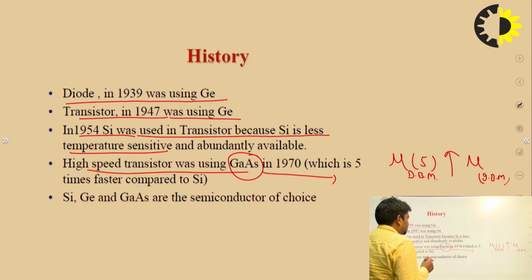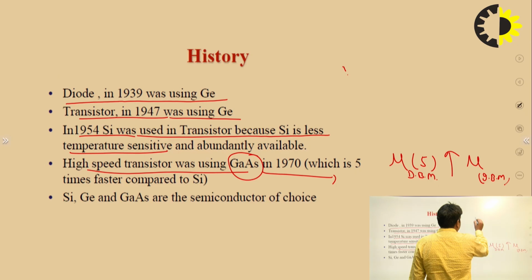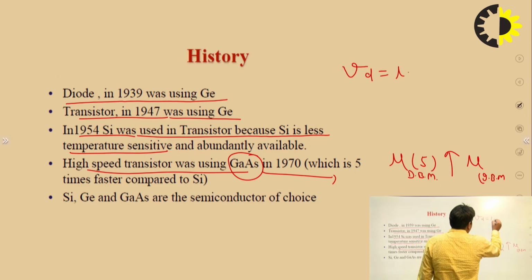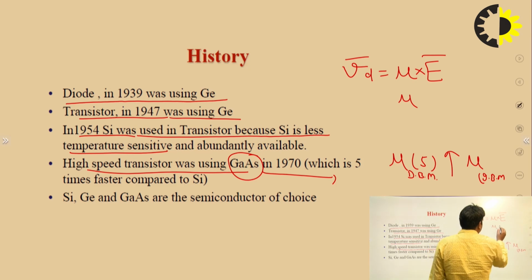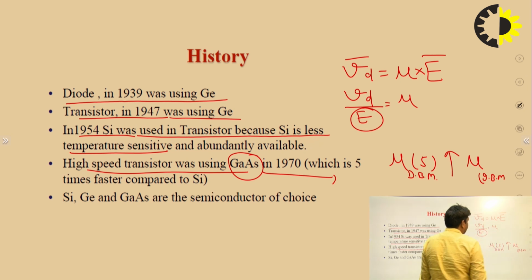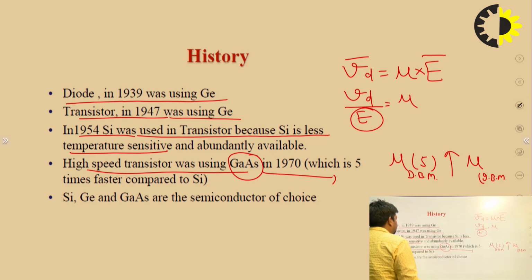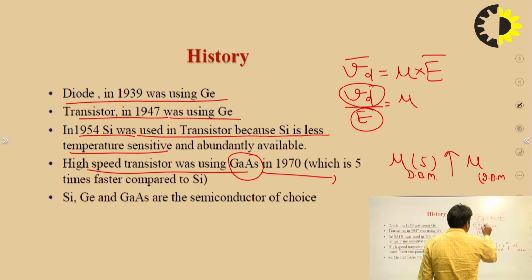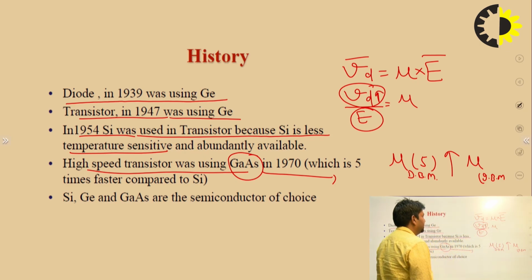We know that the drift velocity is equal to the mobility multiplied by the electric field. If the mobility of that material is high, what is the significance? If we apply the same electric field to that diode or transistor, the drift velocity will be high. If the drift velocity of that particle is high, that means the devices will be high speed devices.